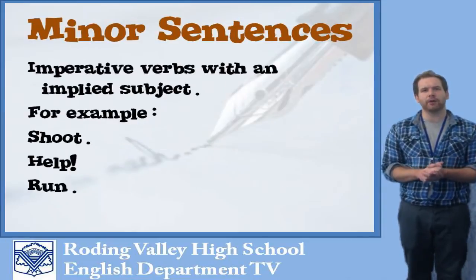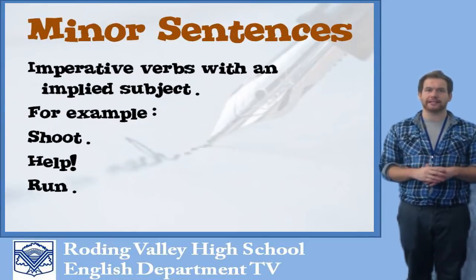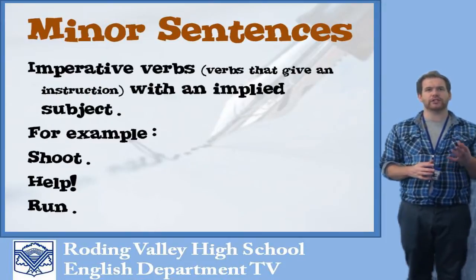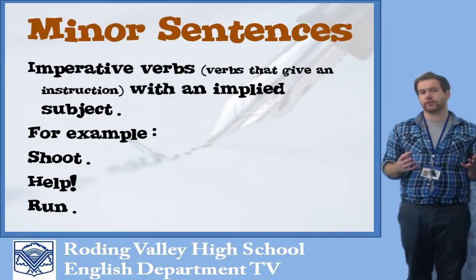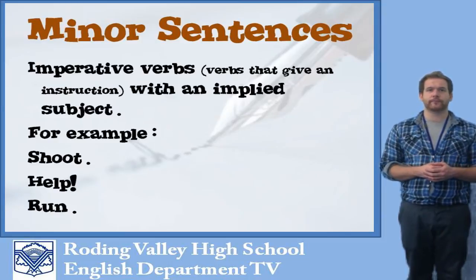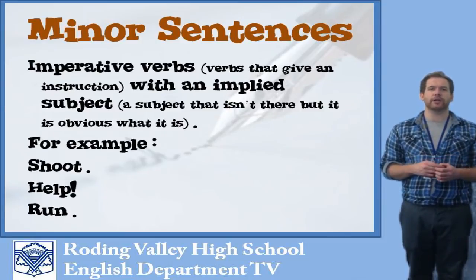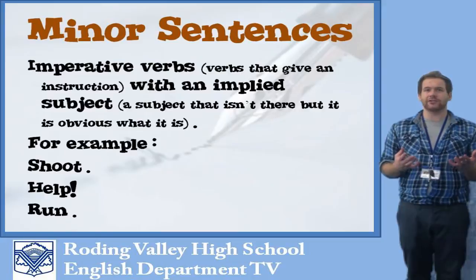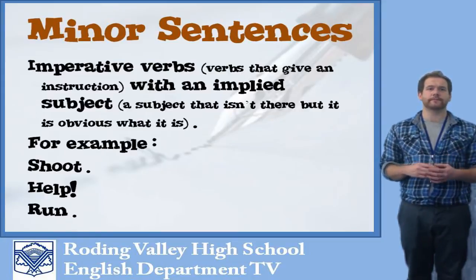Imperative verbs with an implied subject. This sounds more complicated than it is. An imperative verb is simply a verb which gives an instruction. Tells somebody what to do. An implied subject is a subject that is not there, but it's obvious what it is. So, for example, shoot. Now, it could be, John, shoot. So the subject would be John. But it's not really needed. The person with the ball is obviously the person you're telling to shoot.